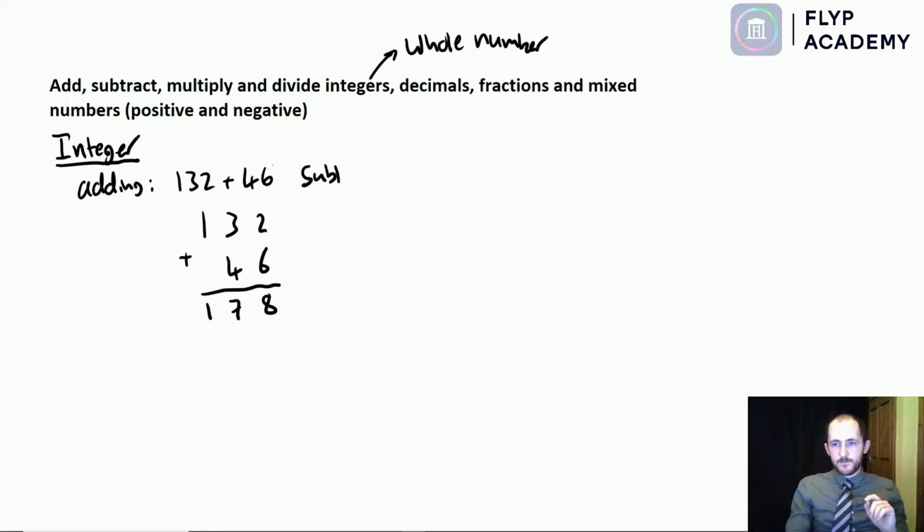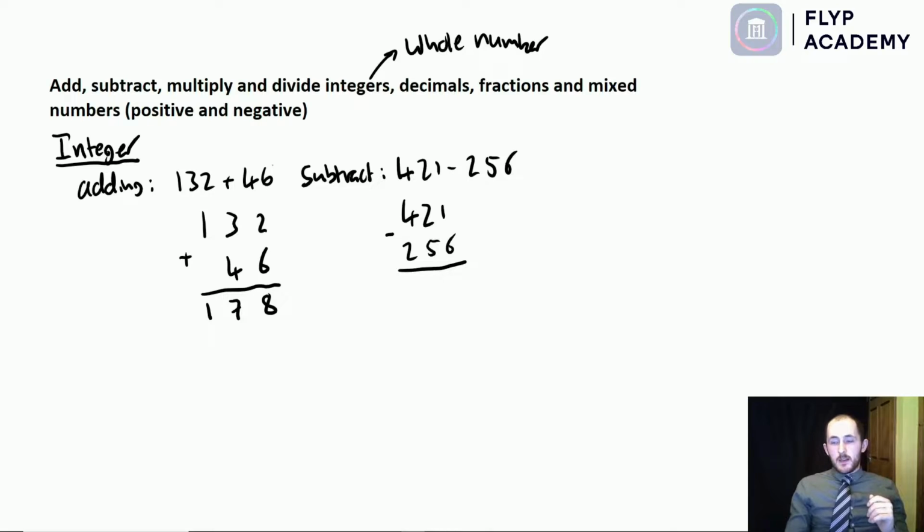Subtracting. Again, if we give ourselves a number, let's make it a bit more tricky. 421 minus 256. Let's have a look. You put the bigger number on top, or the left-hand number on top. Next number below.